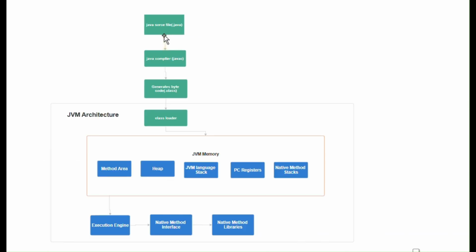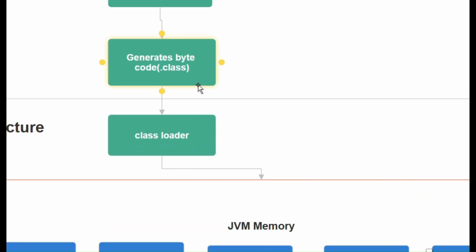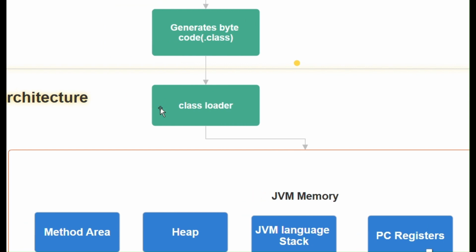First, the .java file will be compiled using a Java compiler, which is javac, and the javac will generate another class file which contains bytecode. The bytecode is nothing but a set of instructions that can be understood by the JVM, and the class file will be sent to the class loader.